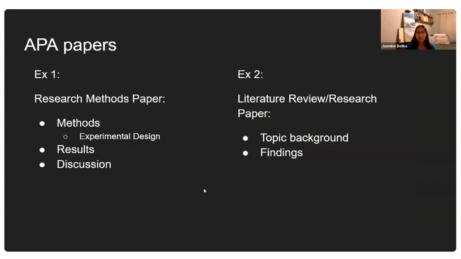So APA papers can be in many formats and styles. Today we're going to mostly look at a research methods paper, which would include methods, results, and discussion. But you can also write an APA paper for a literature review or a research paper or anything else. So really APA is the type of format you use and the citations that you use within, but there's different structures that are appropriate for different styles of paper.